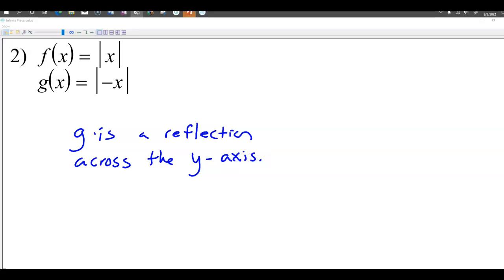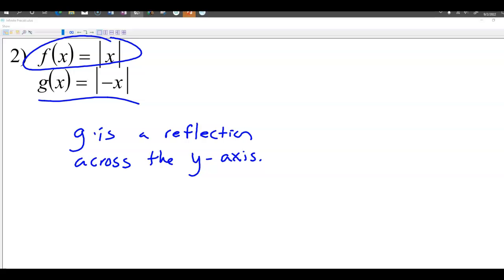So whatever this graph looks like, if you were to flip it horizontally from left to right, that's what this one would look like. Why? Because it's the same thing, just has a negative inside. So outside means across the x-axis. Inside means across the y-axis.